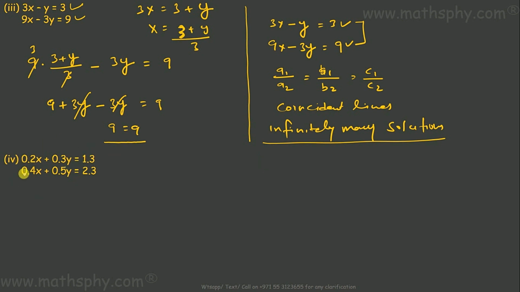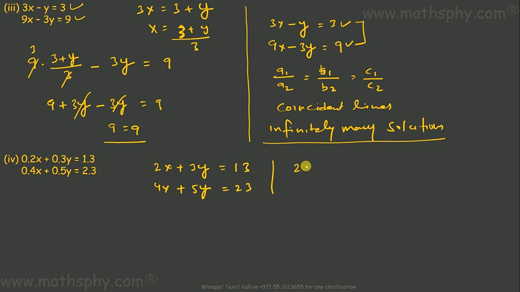Let's try to cancel these decimal terms. I'll multiply this equation by 10. This will be 0.2x into 10, which will give me 2x. This will be 3y and this will be 13. I can do the same with this. This will be 4x plus 5y equals 23.